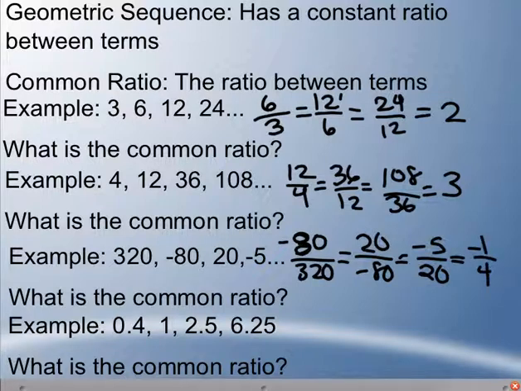Okay? And this next one, 0.4, 1, 2.5, 6.25, we can definitely divide here, or we could just see from 1 to 2.5, I would have had to multiply by 2.5, which seems consistent with the rest of them. So that is my constant ratio.